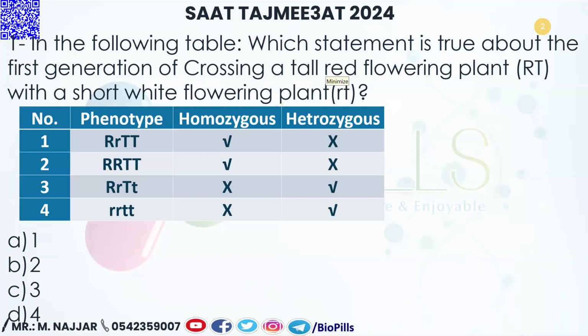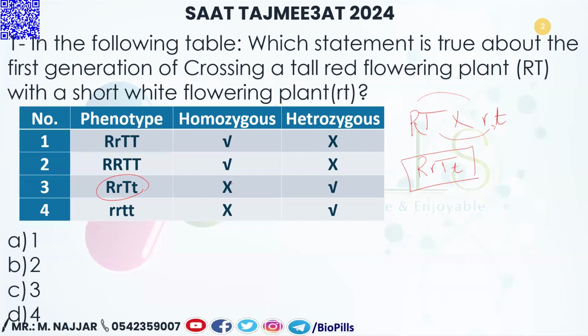First of all, if you are in doubt, use a Punnett square. The question is very easy. The question says R capital, T capital with R small, T small. So R capital with R small gives R capital, R small, and T capital with T small gives T capital, T small. So it will be R capital, R small, T capital, T small.